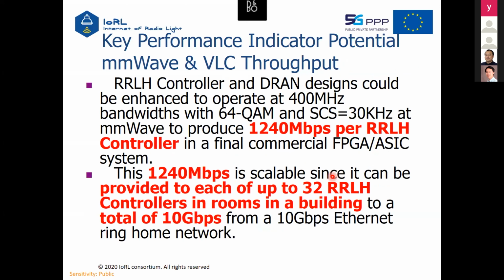And overall, with 4 nodes all on and working at 400 megahertz, we can achieve roughly 1 gigabit per second per remote radio head controller. Also this remote radio head could be scaled up to 32 with 1 DRAM to control. So 1 DRAM can link to 32 remote radio heads, and around 10 gigabit per second is what the DRAM can support.